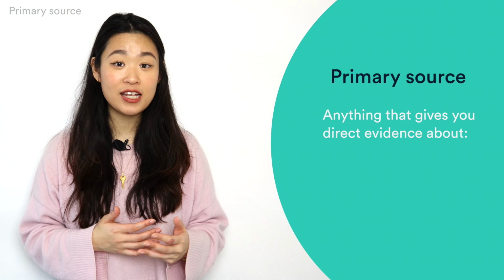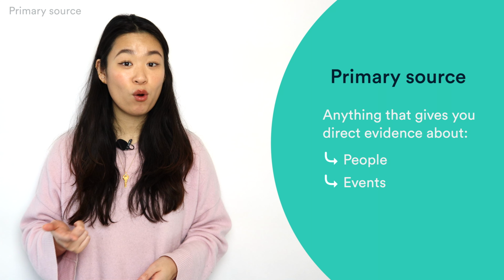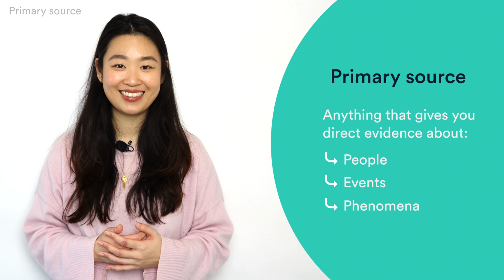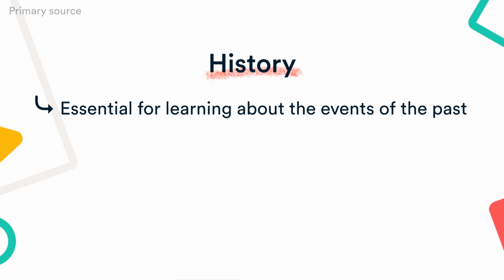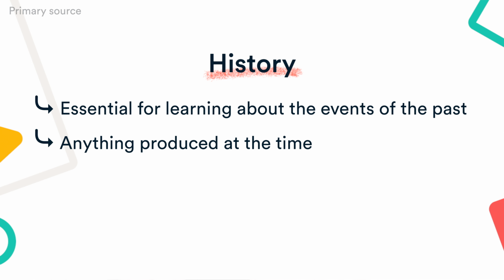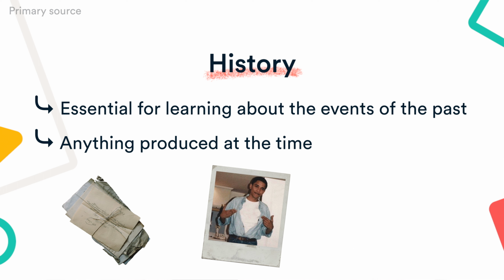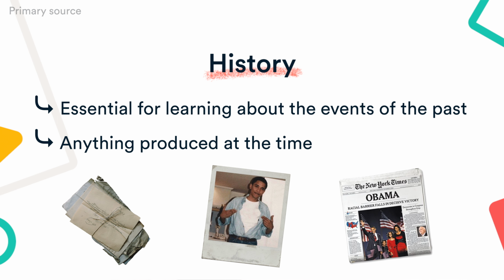A primary source is anything that gives you direct evidence about the people, events, or phenomena that you're researching. They will usually be the main objects of your analysis. The form of primary sources depends on the subject you're studying. In history, primary sources are essential for learning about the events of the past. They can be anything produced at the time, such as letters, photographs, newspapers, and official records.